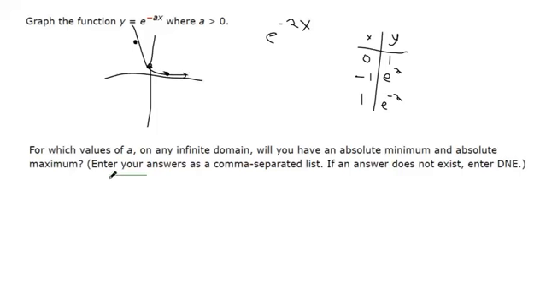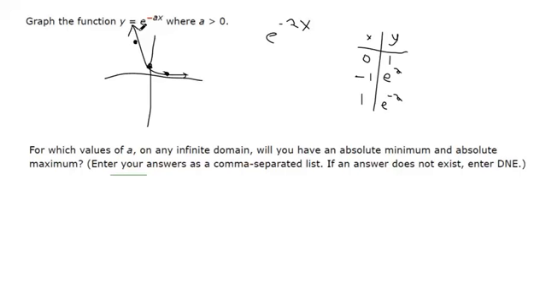So for which values of a on any infinite domain would you have an absolute minimum and absolute maximum? They're saying, look at your graph. What value of a could you pick in order to have an absolute minimum or an absolute maximum? An absolute minimum or maximum is a place where you've clearly reached a peak and you can go no higher, or lower in case it's something like this. This has an absolute minimum, right? The vertex.